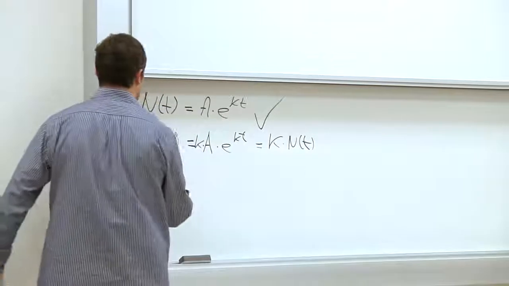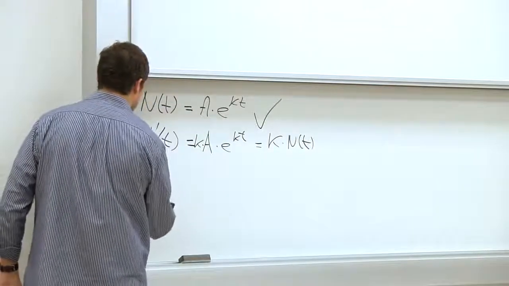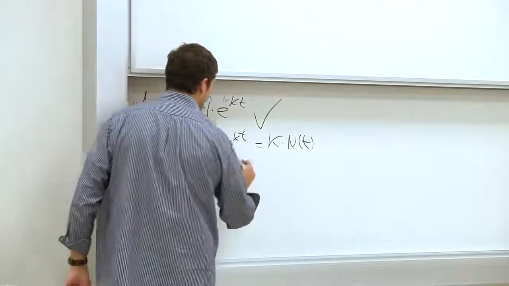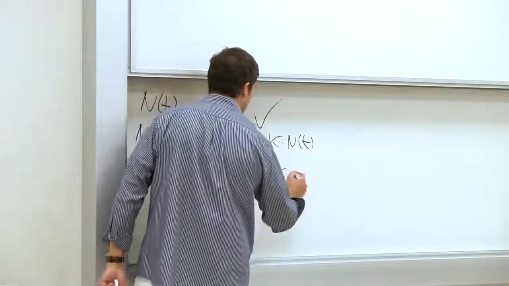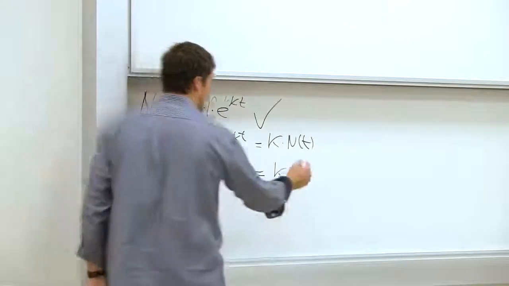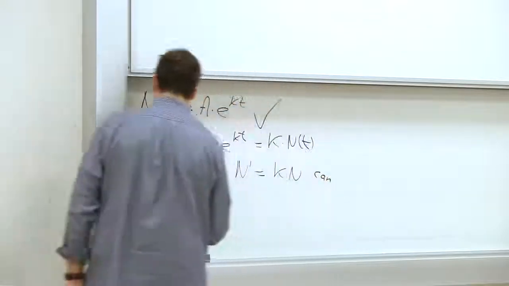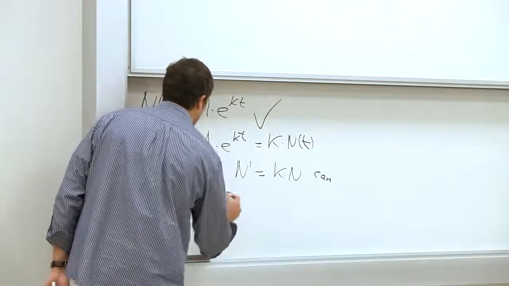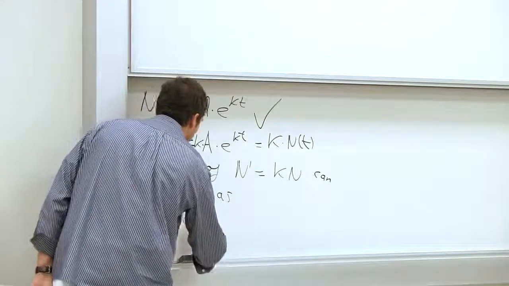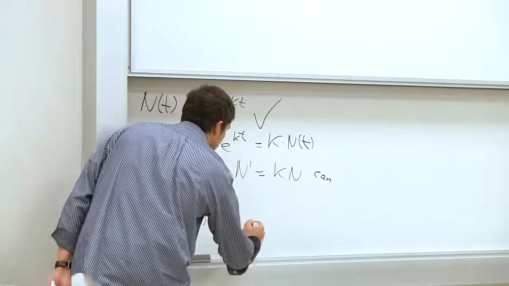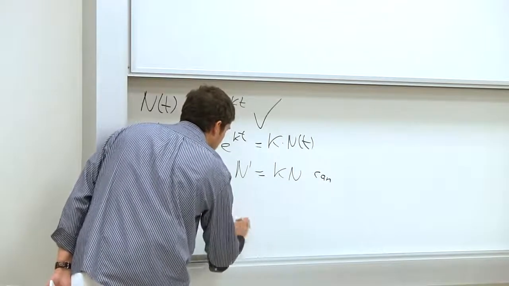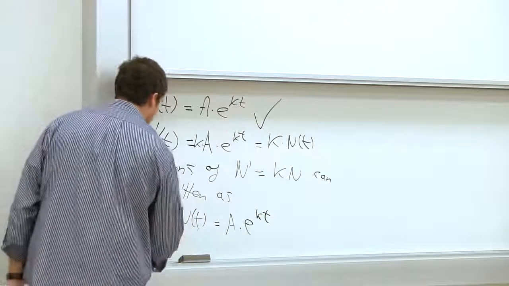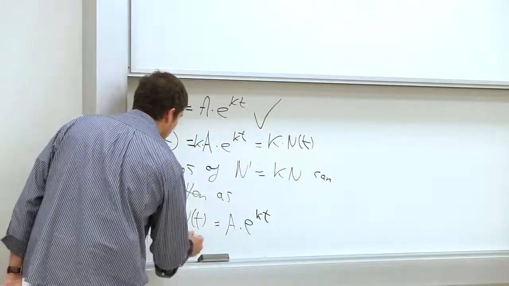Okay, so the solutions of the ODE n prime equals k times n can be written as n of t equals a times e to the kt, for a constant.